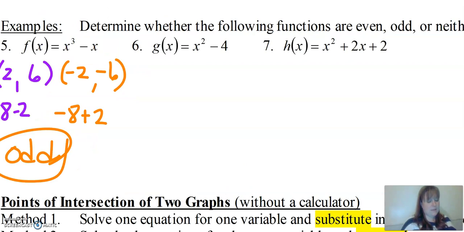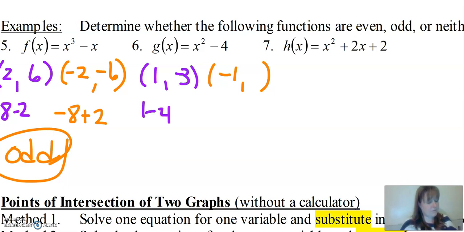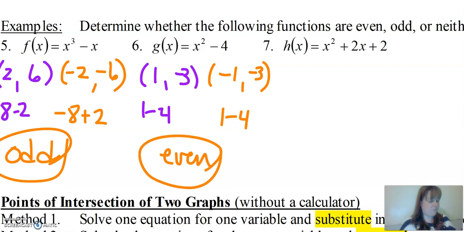This one, again, let's just try 1. I always try 1 because it's so much easier to work with. And -1. And again, we could do those exhaustive math proofs, but we don't have to. So this is 1 minus 4, which is -3. And then this is 1 minus 4, which is -3. So I put in opposites and I got out the same number. That makes this one even. Okay, so again, this one's going to look like this or like this. Okay, and the first one is going to look like this or like this.